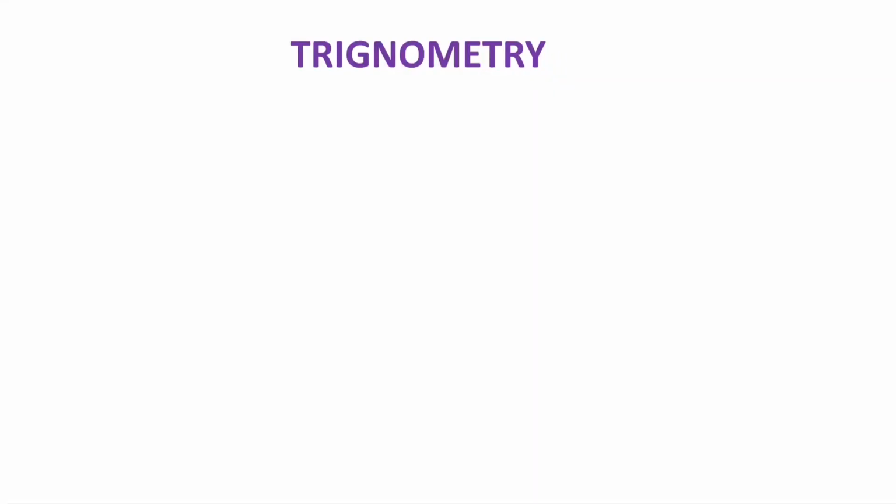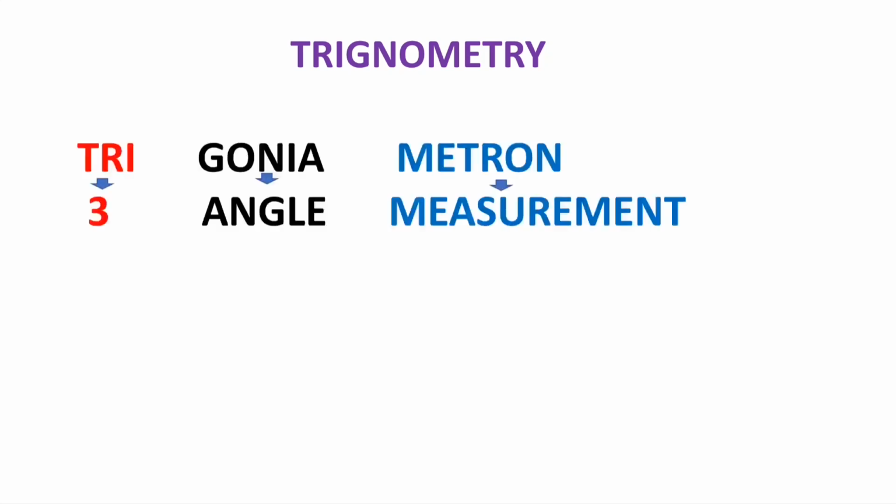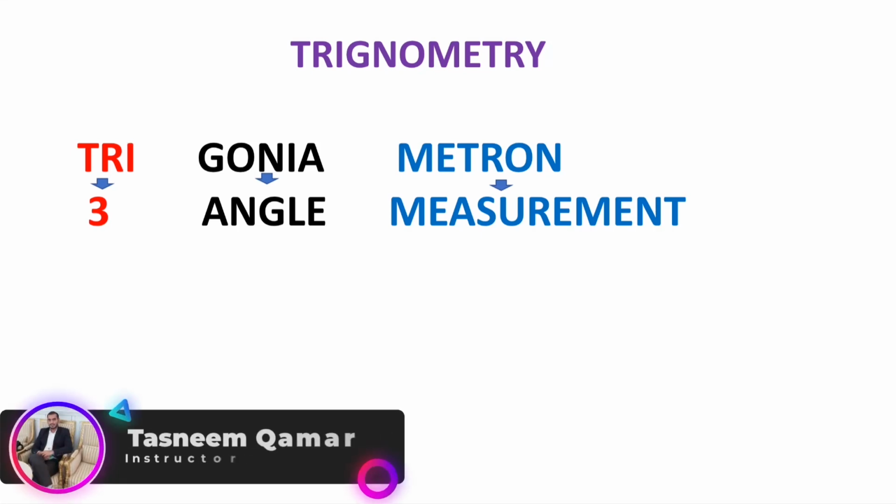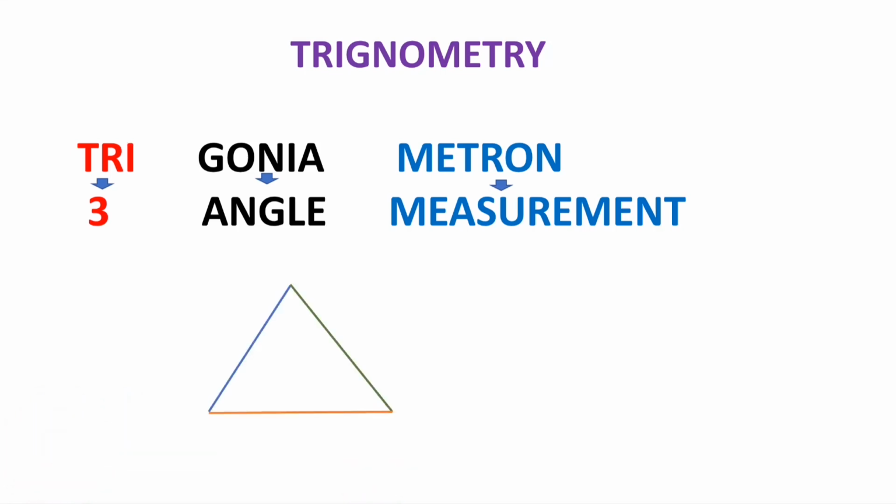Trigonometry. The word trigonometry is derived from three Greek words: trigonia and metron. Tri meaning three, gonia is angle, and metron is measurement. So trigonometry is triangular measurement. So we deal with triangles. A triangle will have three sides and three angles, and the sum of the three angles is 180 degrees.